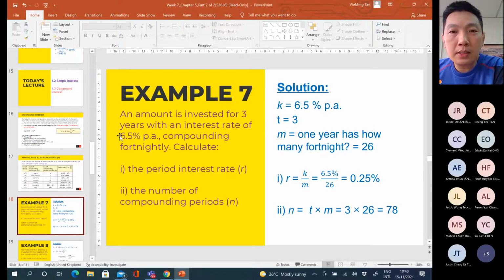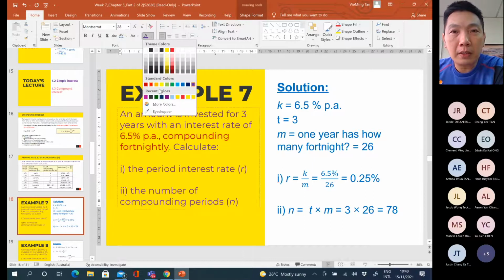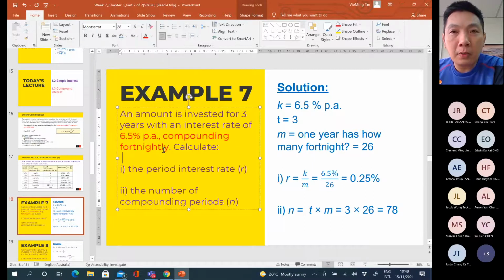fortnightly. These are the keywords, so I use another color, maybe red. You can see the word after this percentage, compounding. So this question is no longer a simple interest calculation. Compounding means that besides the principal, the accumulated interest earned by the investor can also generate interest from time to time. So this is a compounding question. A compounding interest question is no longer simple interest. This is the keyword, very important.